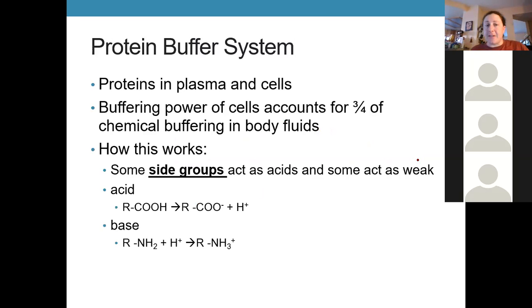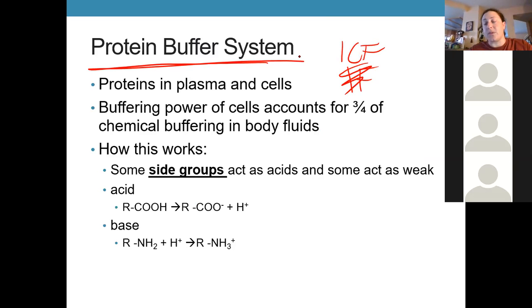Last one is the protein buffer system. So proteins, which exist in both plasma and cells, but not in the interstitial fluid, are really good buffers. And they make up the vast majority of buffering inside the cells. So in the intracellular fluid, the protein buffer systems are the most important. The phosphorus thing does its thing, but the proteins are more important because there's way more proteins than there is phosphorus.